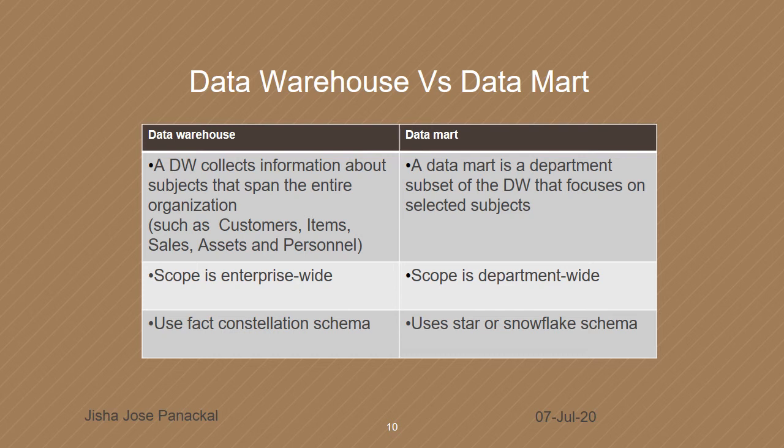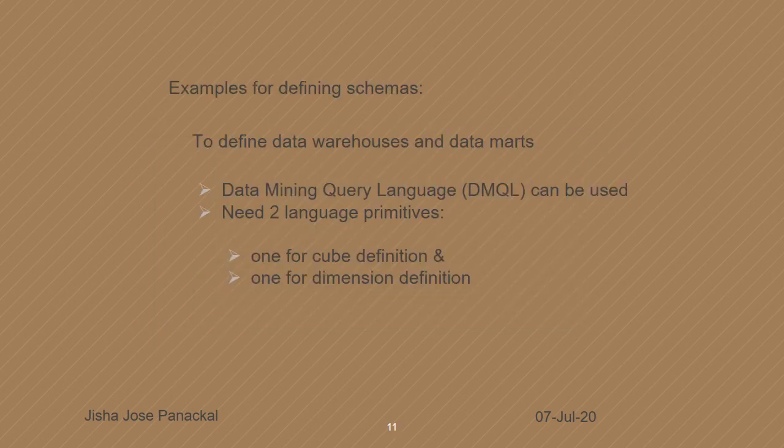And usually a data warehouse uses fact constellation schema for its design, but a data mart uses star or snowflake schema, since it will have only one subject or one fact table. So that is the difference between the terms data warehouse and data mart. And we will see how we can define these schemas.